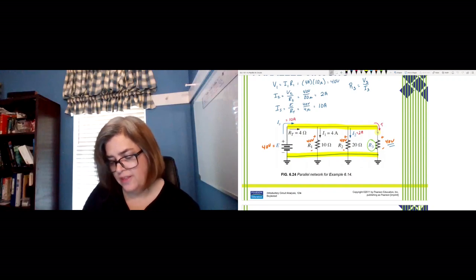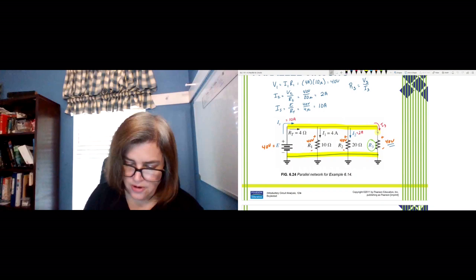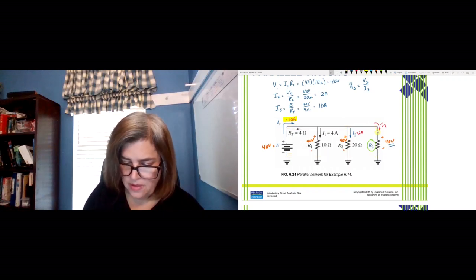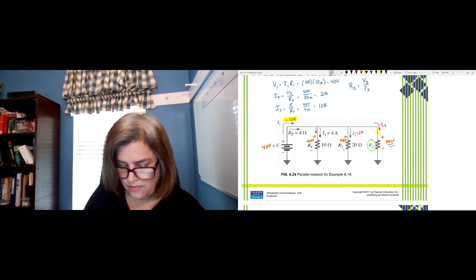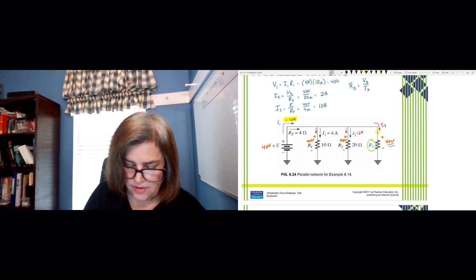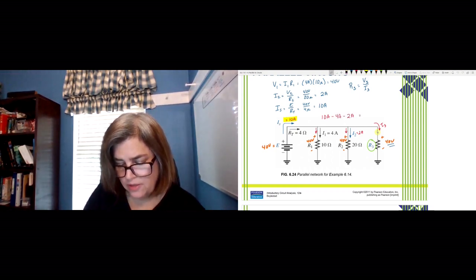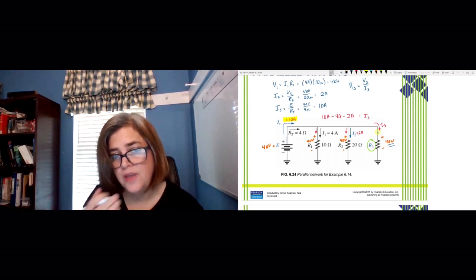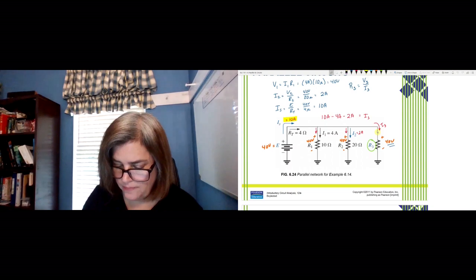Now, how we could find that is basically looking at the current coming in. We've got 10 amps of current coming in from the source, and we see that we've got 4 amps leaving here and 2 amps leaving here. So if we want, we could say 10 amps minus 4 minus 2 amps would have to equal I3, right? Whatever's left has to be I3. Well, 10 minus 4 is 6, minus 2 is 4.